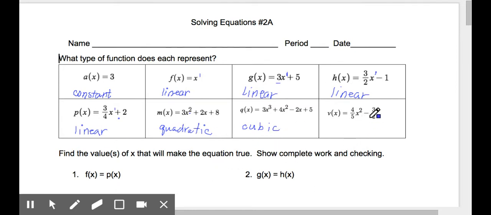V of x is equal to 4/5 x squared minus 3/2. So 3/2 is a constant because it doesn't have an x. X squared, so we have an x squared term. Highest exponent of x here is 2. Therefore, this is a quadratic function.